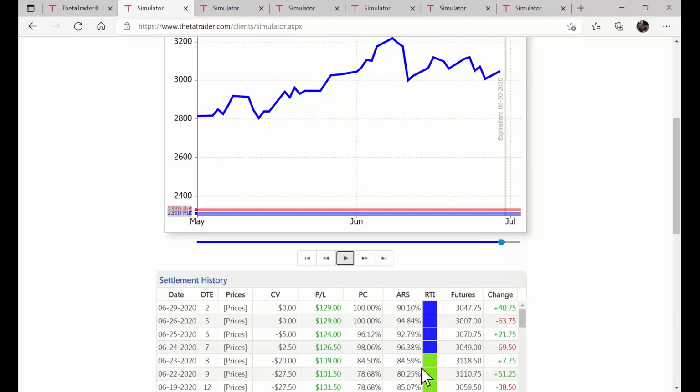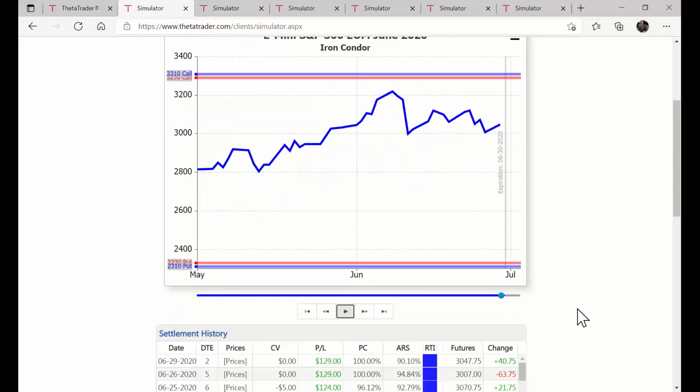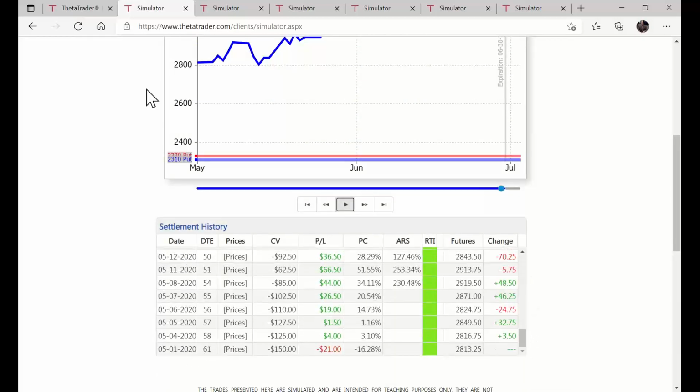Now I want everyone to focus on this real quickly. Whenever the RTI turns blue to take profits, or if there's too much risk and it turns red, you can have Theta Trader automatically close out the position for you. You do not have to monitor and screen watch and babysit your trade. Theta Trader will track and monitor your position, and then when the algo says to take profits, it will submit that order for you, or if it says it's red, too much risk, take your loss and move on, it will automatically do that as well. So there's a Condor, and remember that was done on May 1st.